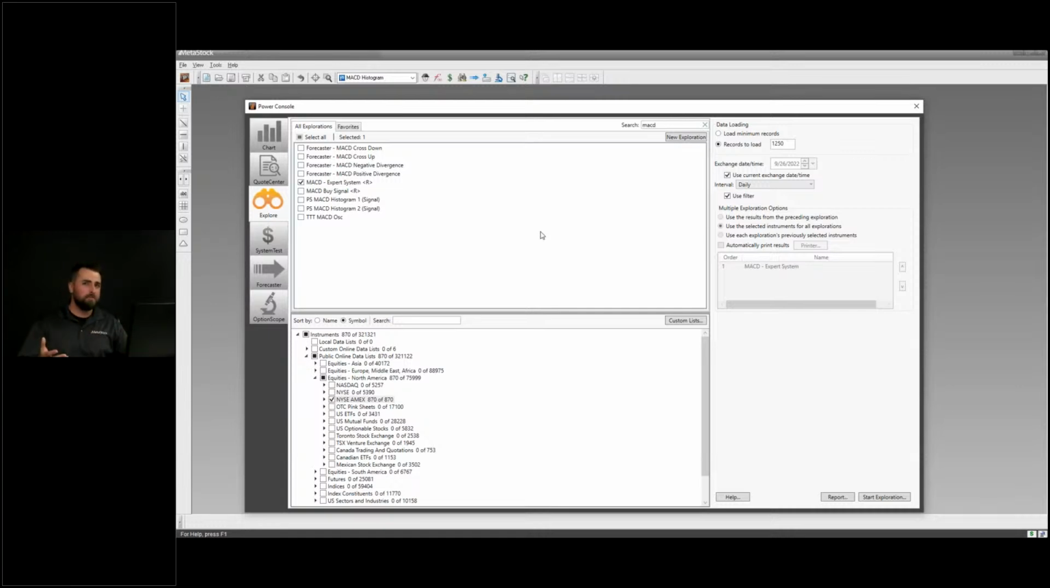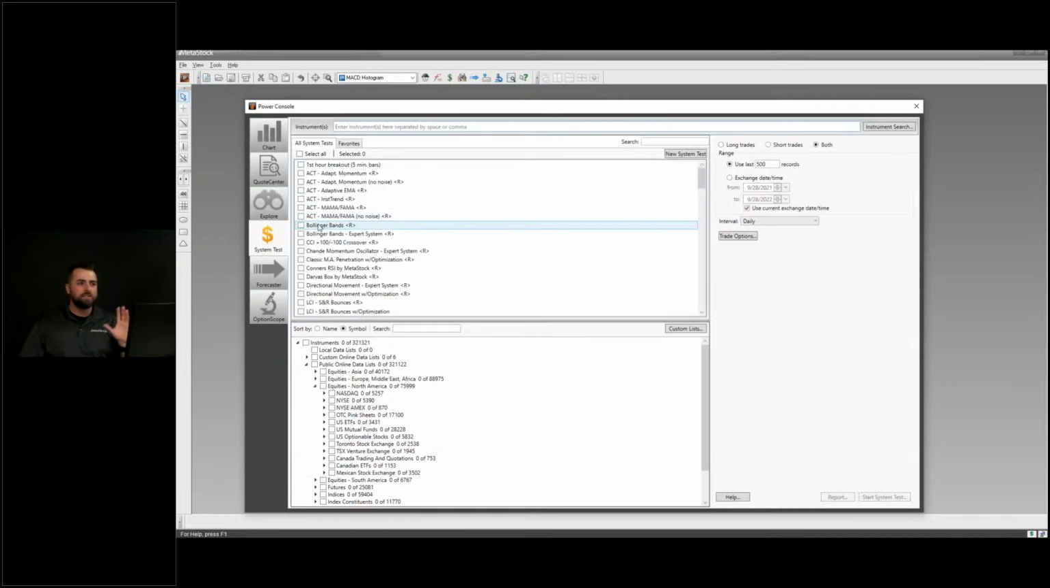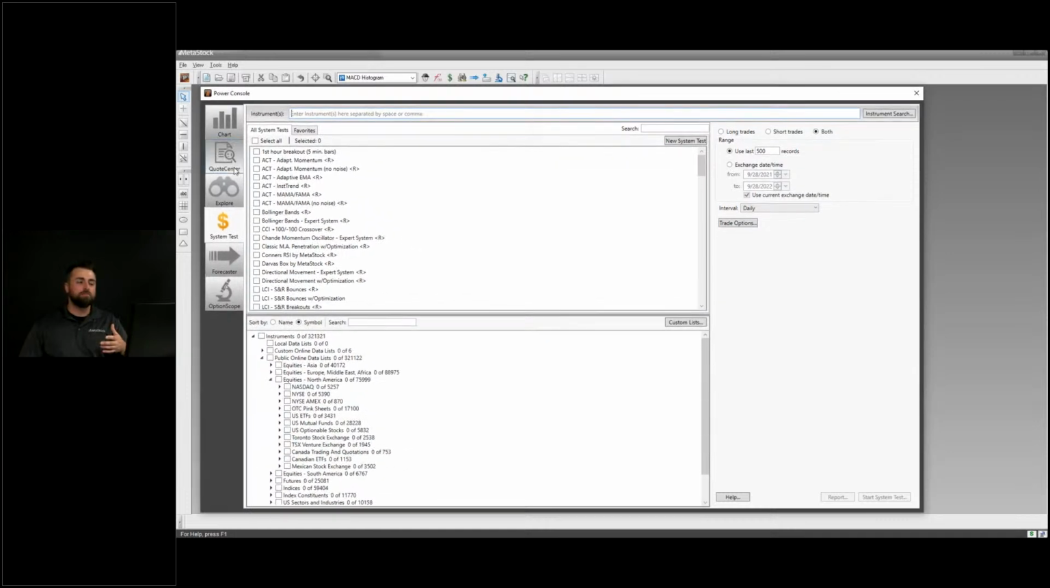So that's just something to keep in mind. But to not get too far off course, let's go ahead and check out the system tester, show you what it does, and show how it can also help you to better utilize different trading systems, or help you find what trading system you might want to use.